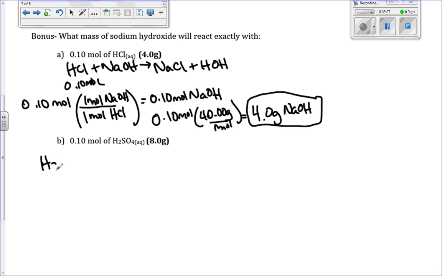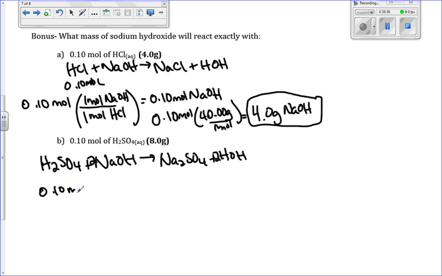Now, sulfuric acid. Starting off with a balanced reaction. First we have to build it. Two sodiums, we need 2 over here, 2 hydroxides, we need a 2 over here, 2 hydrogens, and we're balanced. 0.10 moles of sulfuric acid. And we have 1 mole of sodium hydroxide.